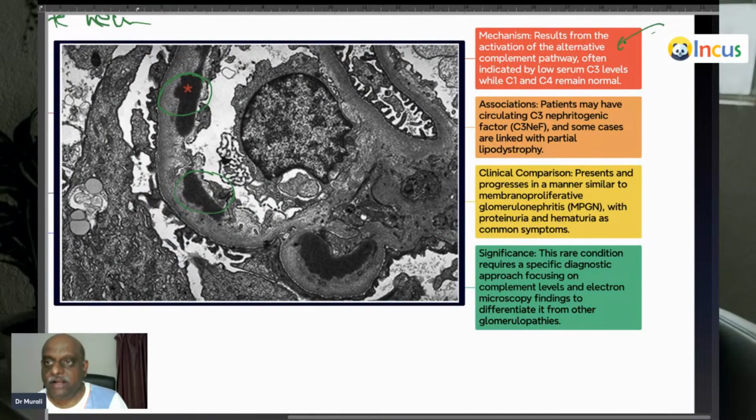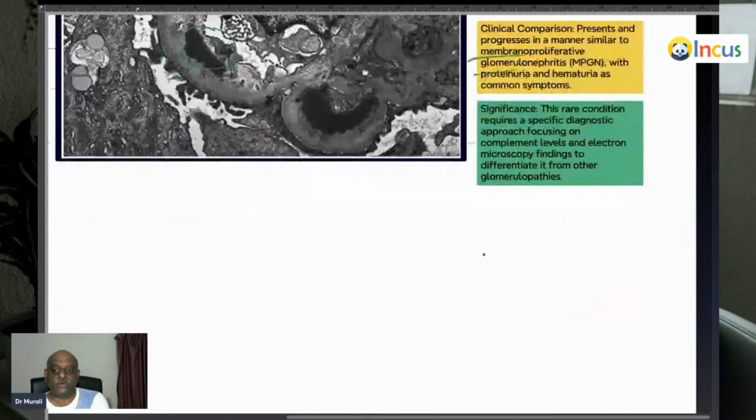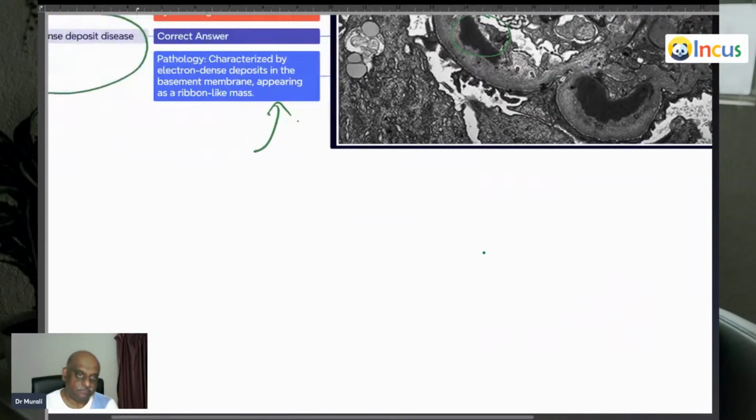So it is the alternate complement pathway which is activated, leading to low serum C3 levels, while C1 and C4 remain normal. They have a circulating C3 nephritogenic factor and membranoproliferative glomerulonephritis. Typically, that is the presentation of dense deposit disease, is what you need to remember.